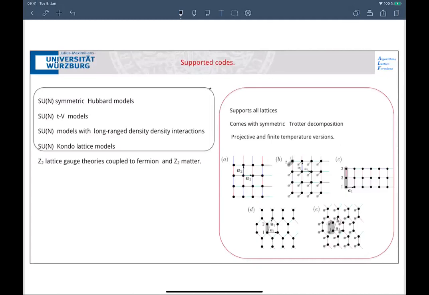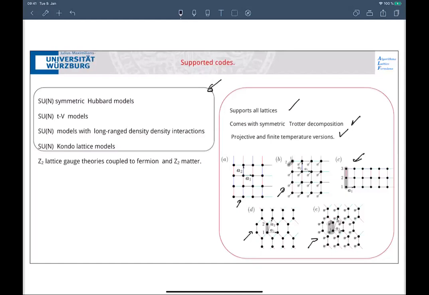All these SUN codes support all the lattices. So Florian told you about the lattices this morning. The lattices we have are the square lattice, the bilayer square lattice, the n-leg ladder lattice, the honeycomb, and the bilayer honeycomb lattice, and you can define other lattices if you wish. They come with symmetric Trotter decomposition, so that's built in, and they come with projective and finite temperature versions.